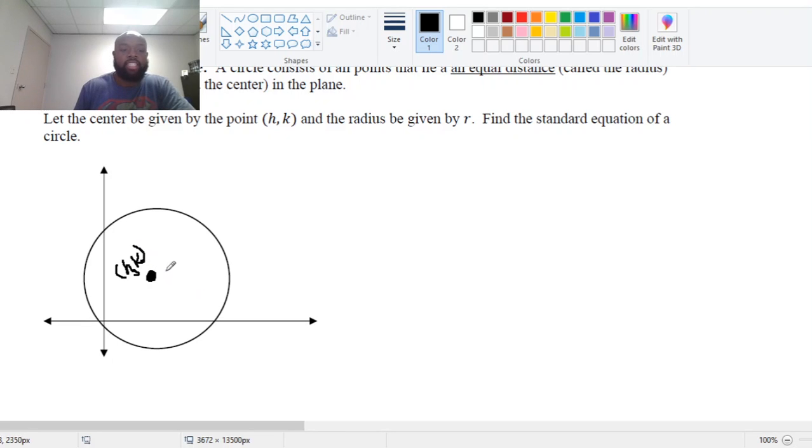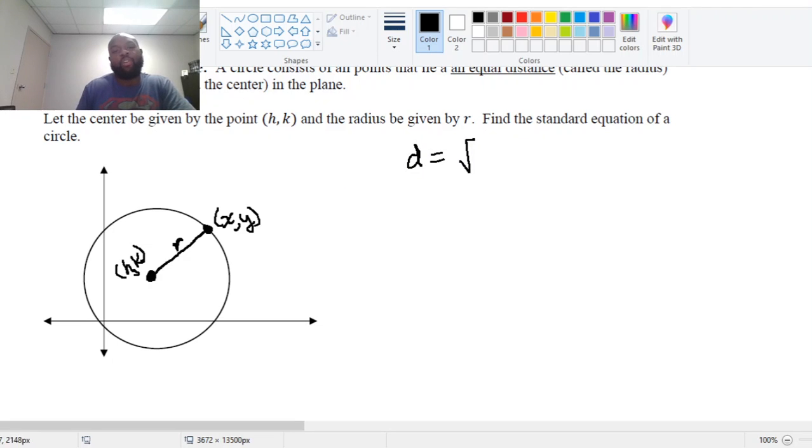The coordinates of that are (h, k), and my equal distance is my radius, which is given by this right here, which is r. Now we want an equation. All our equations have an x, y in them. I'm just picking a random (x, y), which is this one here. And so remember, we have our distance formula here, which is the square root.